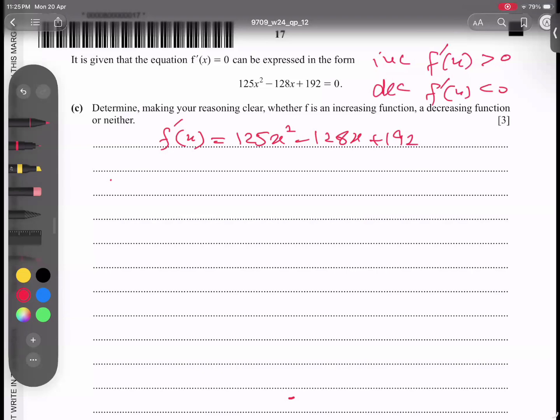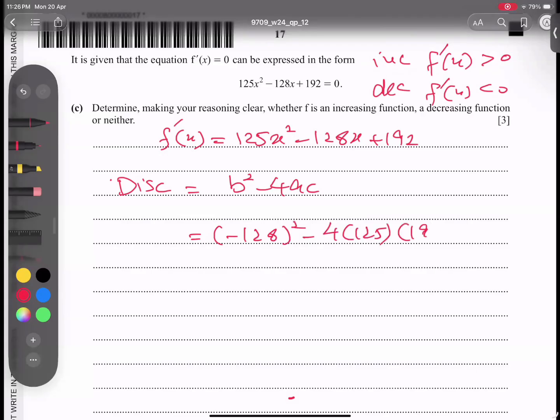So let's start. I'm applying the discriminant, which is b squared minus 4ac, where b is negative 128, a is 125, and c is 192. Now it's just a matter of typing in the calculator: 128 squared minus 4 times 125 times 192. And I'm getting negative 79616, which is less than zero. So we can say the gradient is less than zero. So it is decreasing.